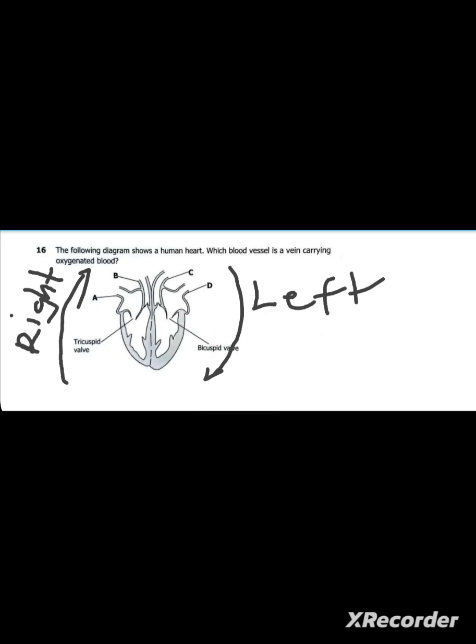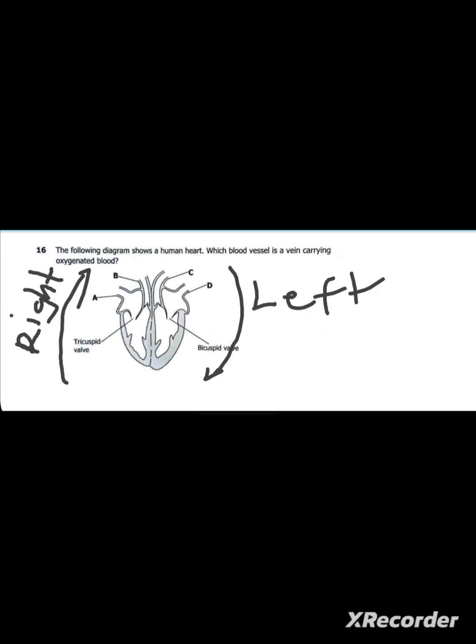So today we just answer these questions that are coming from the human heart. The first question says: the following diagram shows a human heart. Which blood vessel is a vein carrying oxygenated blood? Oxygenated blood is just blood which has oxygen.